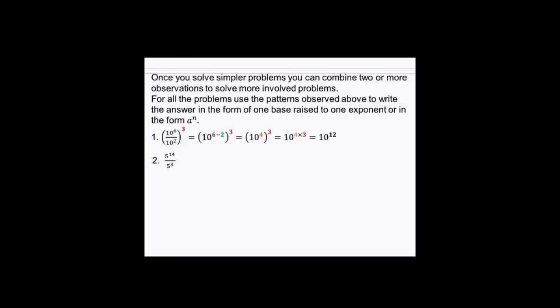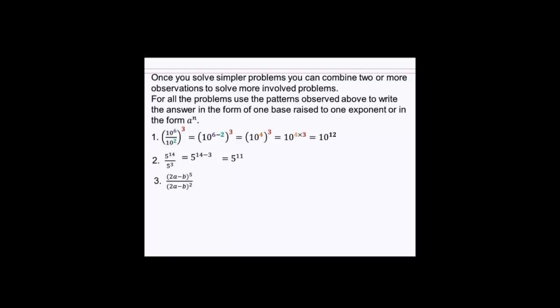What do you think we should do here? I don't want to write with 14 fives. I can't even speak it properly. But yes, 14 fives multiplied together, divided by 3 fives multiplied together. We're going to end up with, yep, 14 minus 3, or 5 to the power 11. You're going to end up with 11 copies of 5.